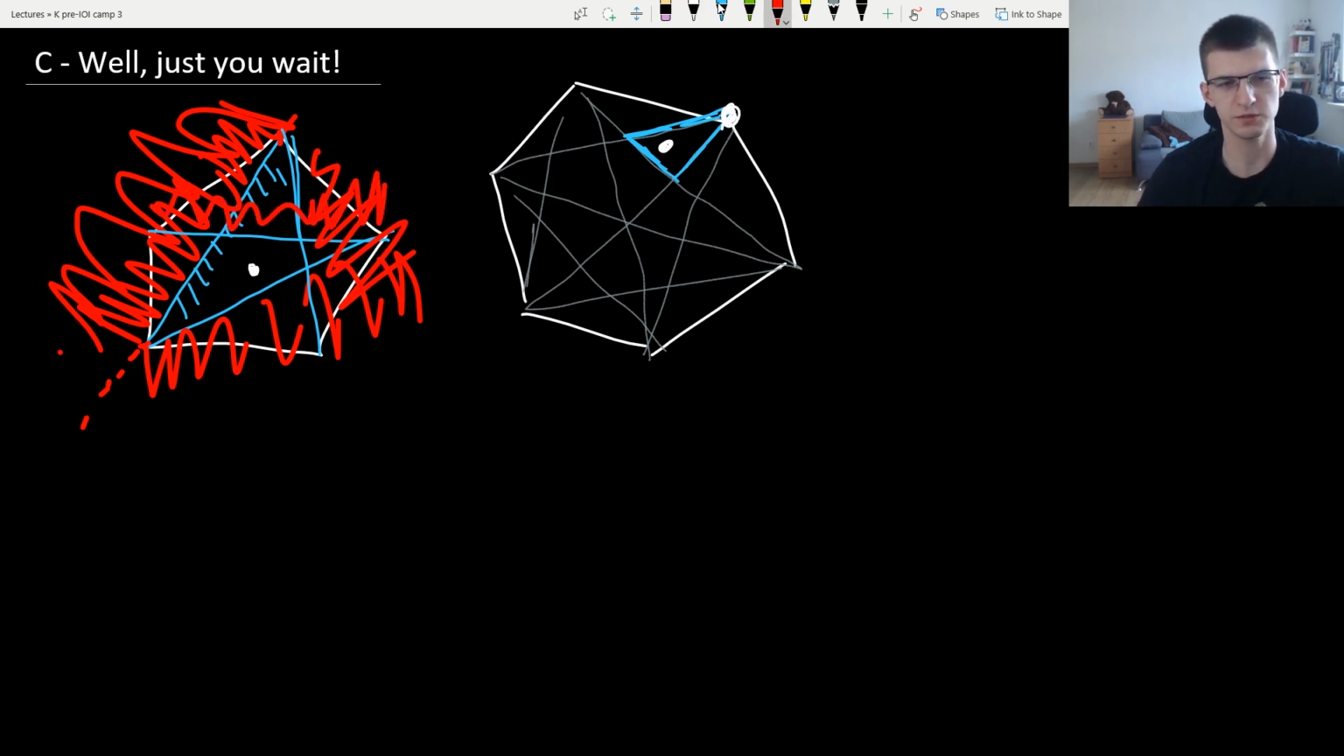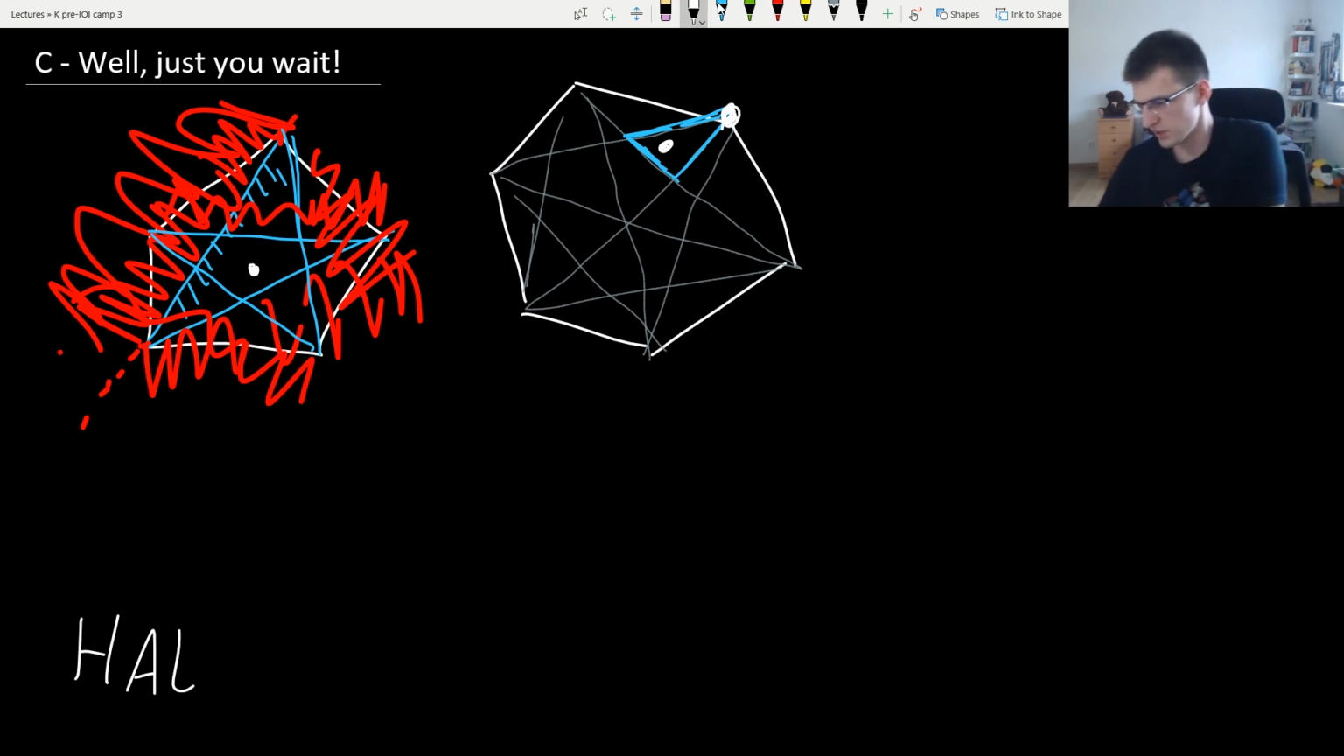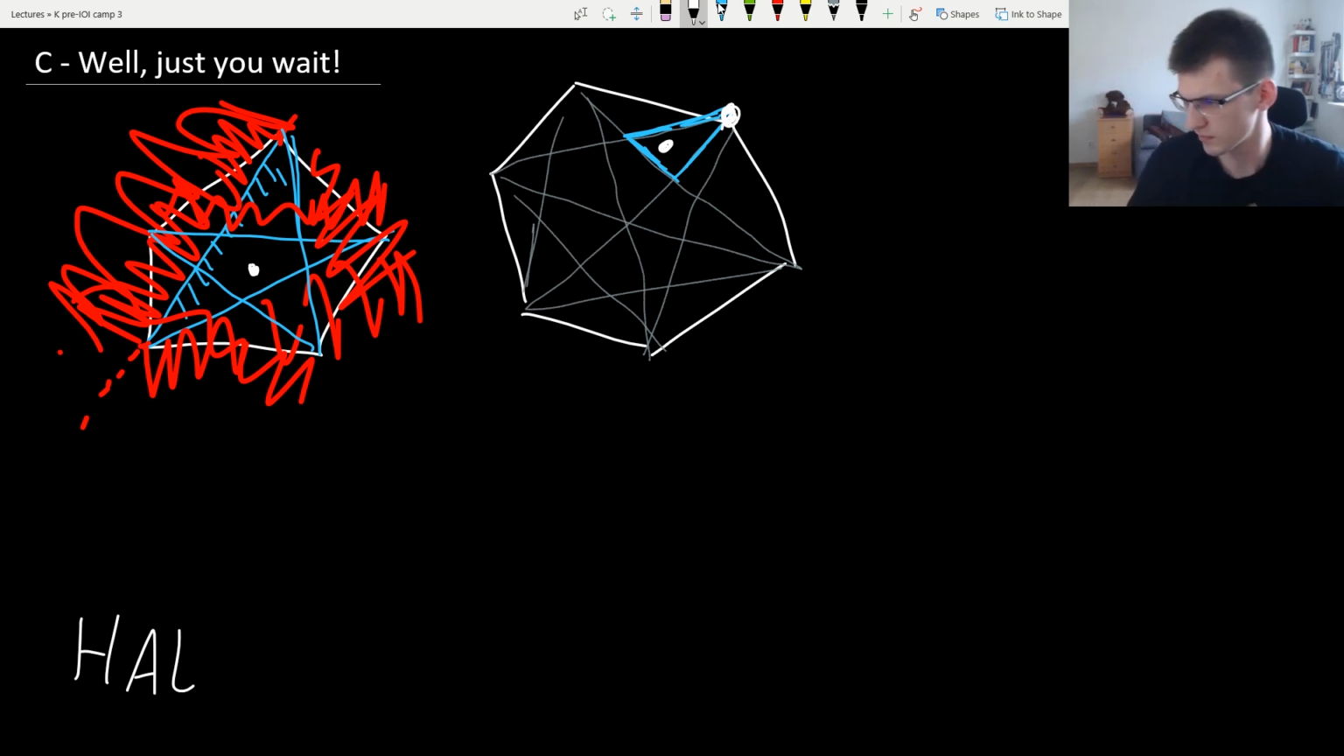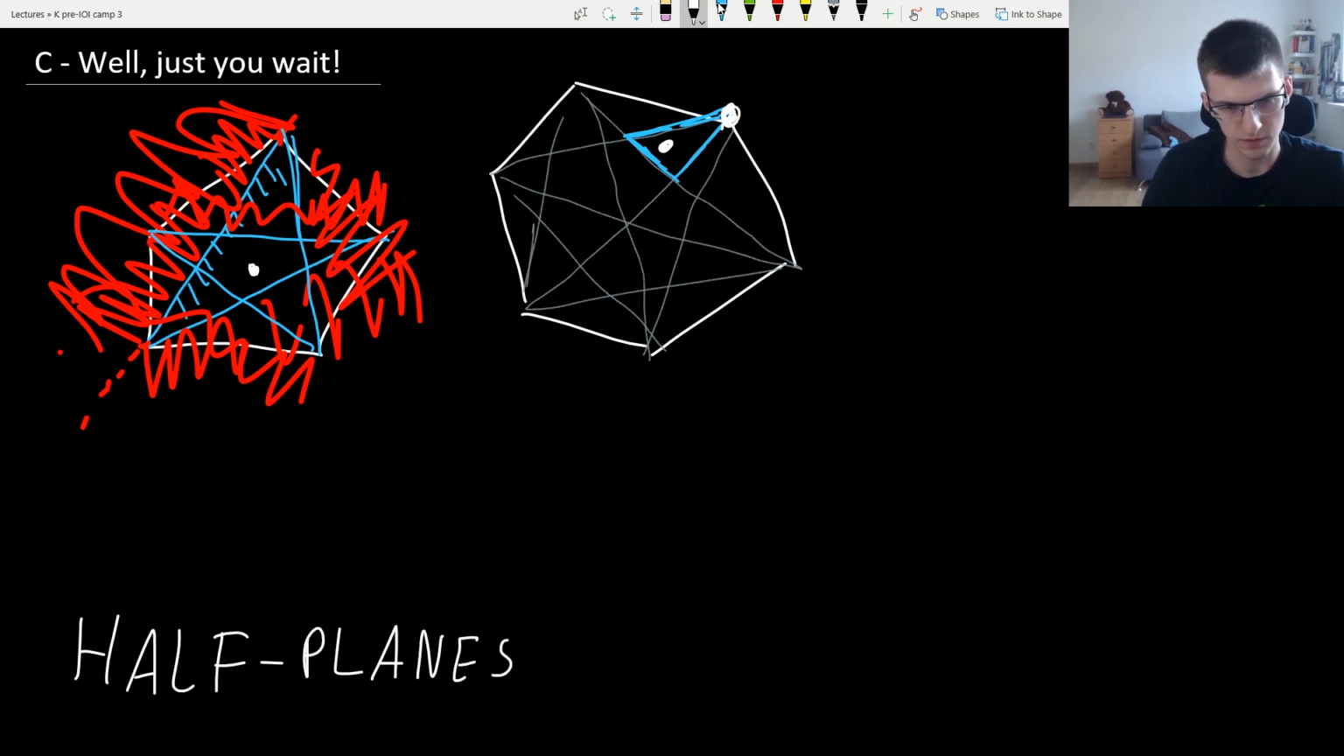Taken out of context, this would be a strange drawing. I drew a pentagon with some red outside, and we have our area inside. And in geometry, the thing that we find, this area inside, is called half planes intersection. Half planes intersection.